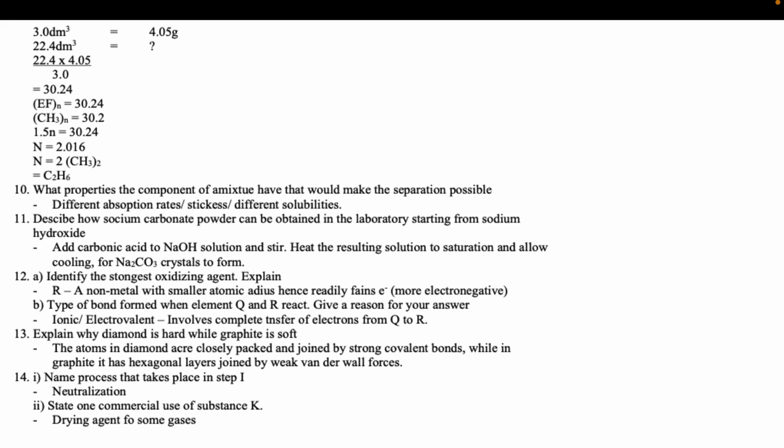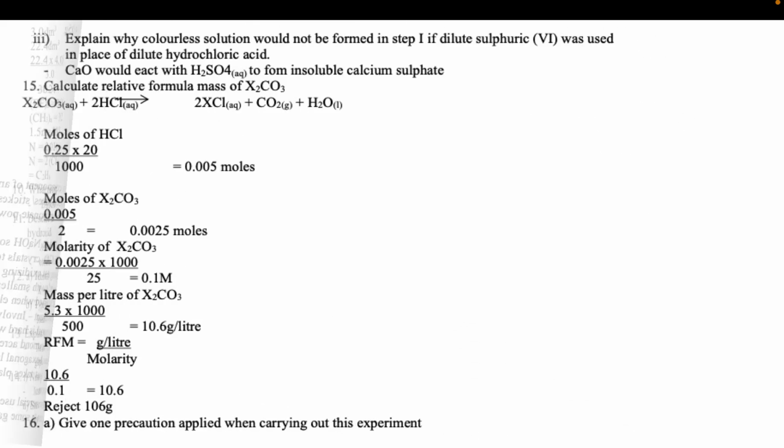A. Name the process that takes place in step 1. Neutralization. B. State one commercial use of substance K. Drying agent for some gases. Explain why a colorless solution would not be formed in step 1 if dilute sulfuric acid was used in place of dilute hydrochloric acid. Salt would react with H2SO4(aq) to form insoluble calcium sulfate.